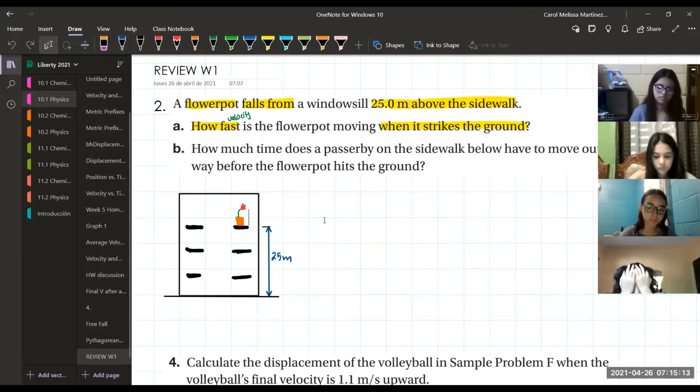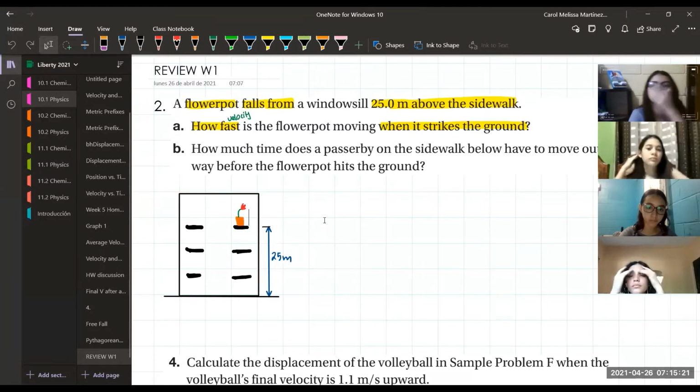So you have to analyze. Striking the ground, is that going to be a final condition of the object, or is it going to be an initial condition of the object? So you have to think, imagine what happens, okay? So when you do that, you're going to have this as a result, okay?